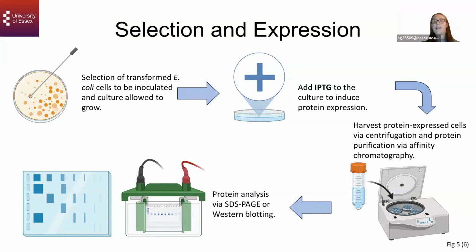SDS-PAGE separates proteins based on their size. After electrophoresis, the gel can be stained with a protein dye such as Coomassie blue, and the presence of a target protein band can be observed. Additionally, Western blotting allows for specific detection of target proteins using antibodies. Proteins are transferred from a gel to a membrane, and the membrane is then probed with antibodies that recognize and bind to the His tag on the target protein.